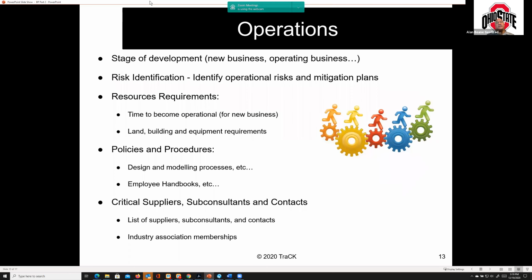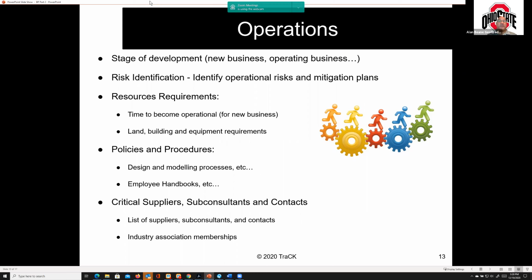All right, operations. Okay, this is just simply the work of the business, but first off, what stage are you at? Are you a new business? Have you been in operation? And then as far as risk identification, are you identifying some of the operational risk and have mitigation plans for those risks? Resource requirements. How much time is it going to take to become operational in the case of a new business? Are you going to have to acquire land or get additional land if you're an existing business trying to expand to meet the different market needs?